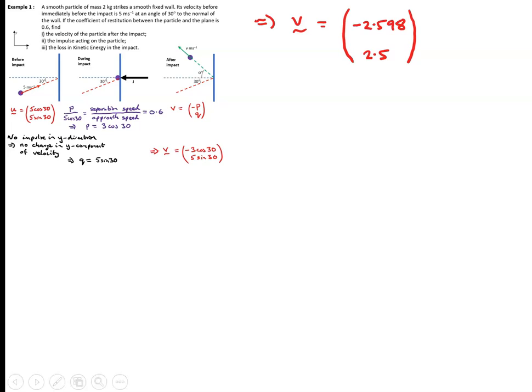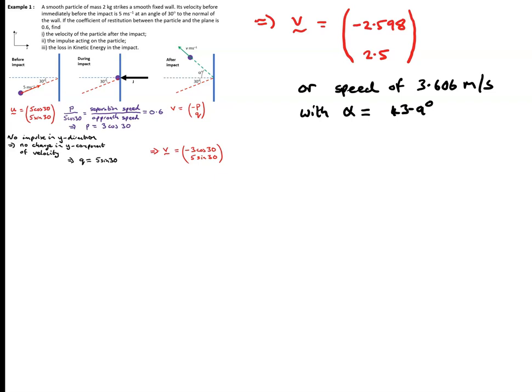Using Pythagoras, we can find the speed of the particle, which is 3.606 meters per second. That's just the square root of 2.598 squared plus 2.5 squared. And then just using trigonometry, the angle there is 43.9 degrees. So we've found the velocity of the particle after the impact. We've got it both as a vector, and we've also got it as a speed and an angle as well.